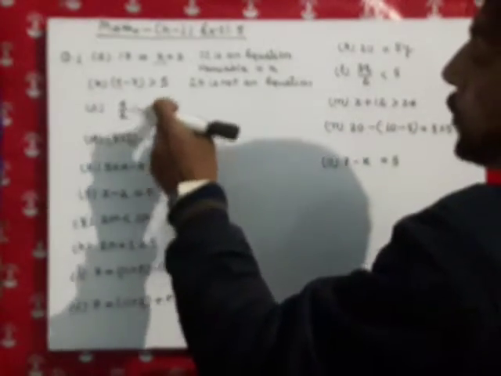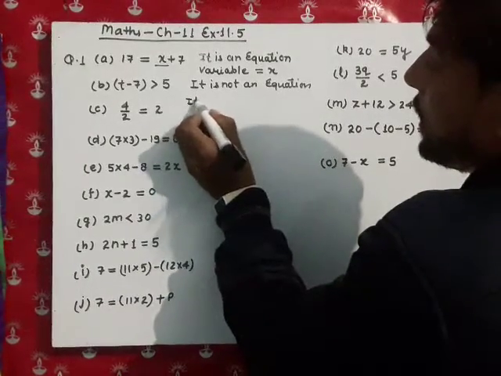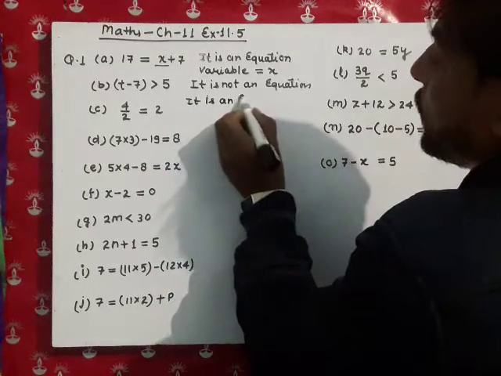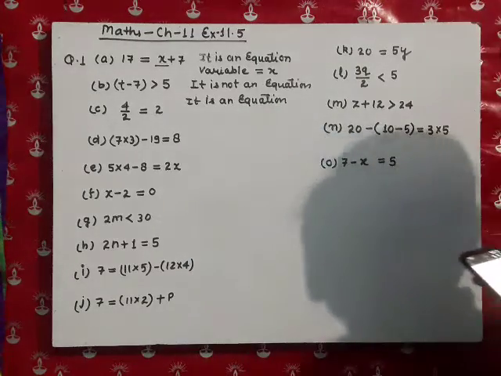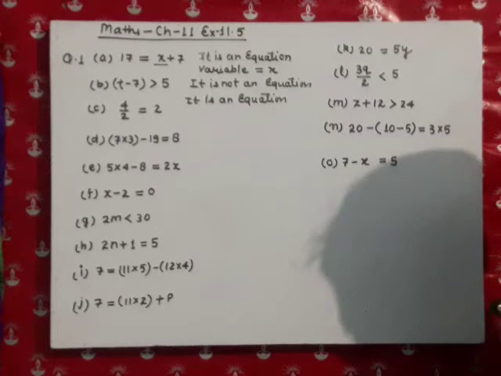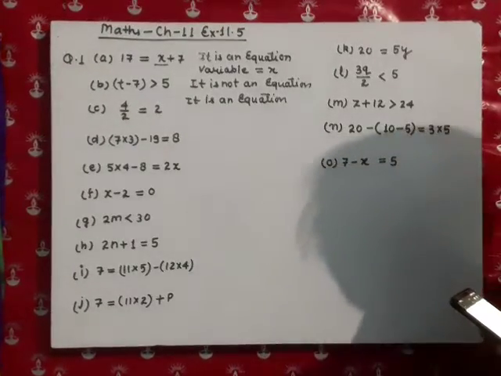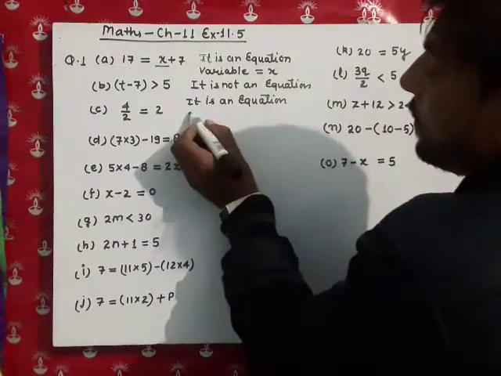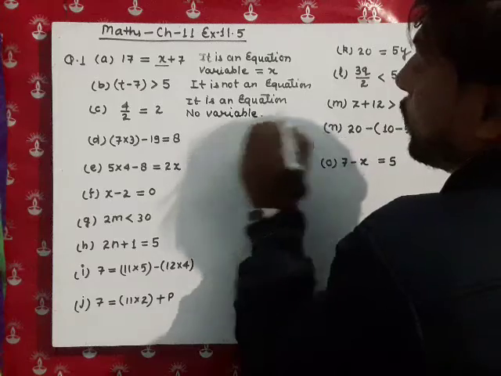4 by 2 is equal to 2. Here simply we can say that this is an equation because the equal sign is here. So we will write down it is an equation. But the question is asking about the variable, and in the C part it is an equation but here is no variable. Here no variable.